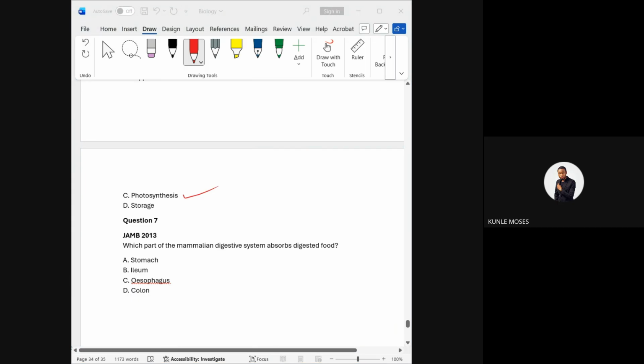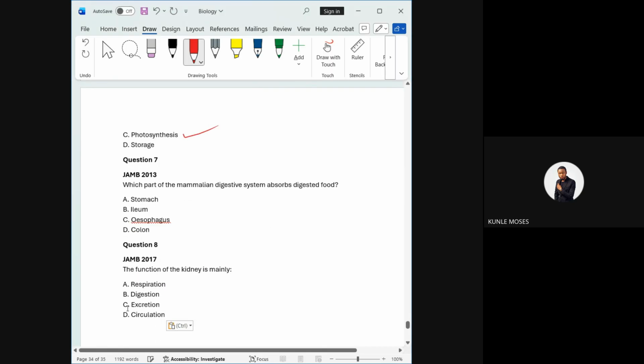Who's the next person? The next one should please signify. I should go and check it myself. The next one should give a love emoji. Paul, Mr. Paul. That's very good. My guy, I trust you. This 2017 JAMB question. Look at the question.